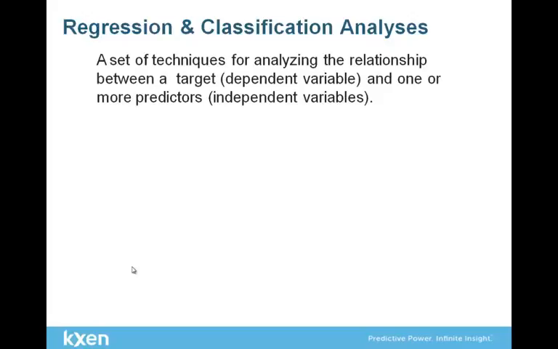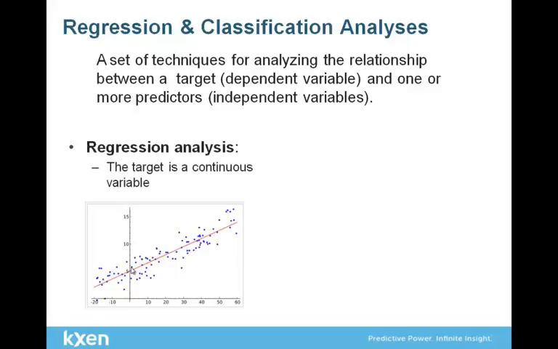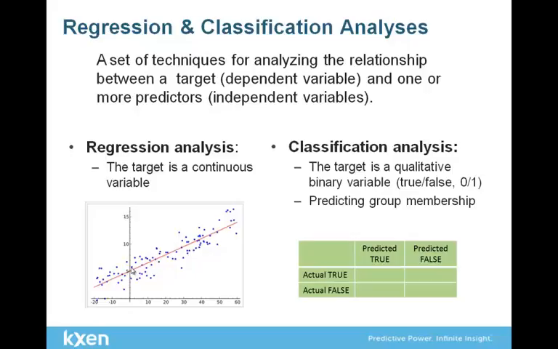The class of regression and classification algorithms are statistical techniques for analyzing the relationship between a target or dependent variable and a set of predictor or independent variables. A mathematical equation is constructed depicting how the target varies systematically with values of the predictors. Regression analysis describes the relationship between a continuous target variable and a set of predictors. Classification models also examine the relationship between a target and a set of predictors, but classification models contain a qualitative binary target such as true, false, or respond, not respond.